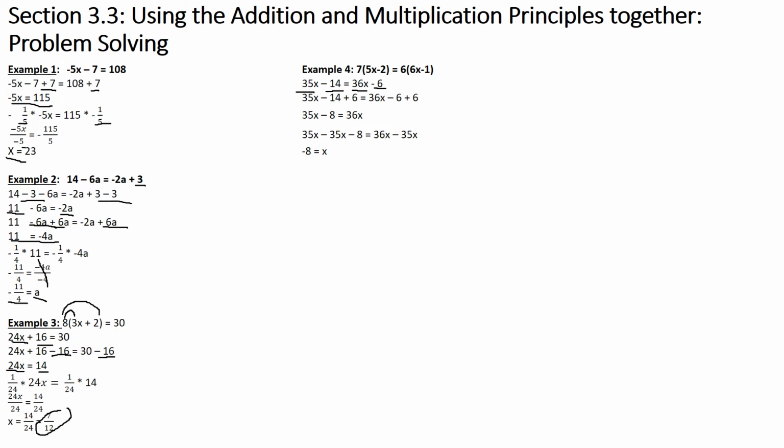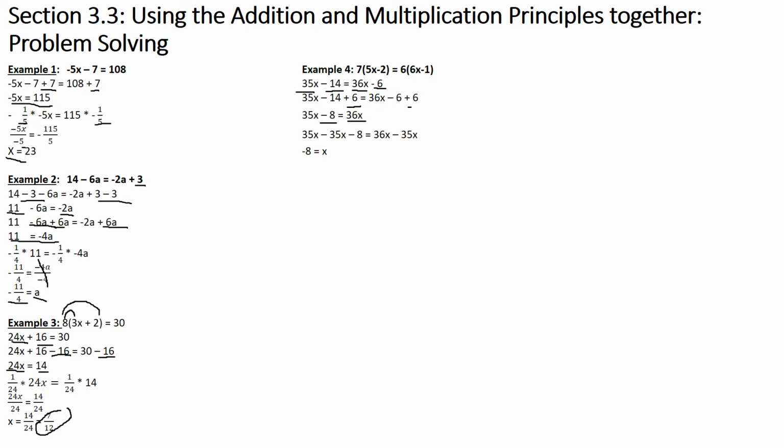And like I said, you can do multiple steps. I like doing it one at a time. So I'm going to add 6 to both sides, to get rid of that negative 6 on the right. If I add 6 here, I've got to add 6 here. Negative 14 plus 6 on the left equals negative 8. And on the right is 36x.